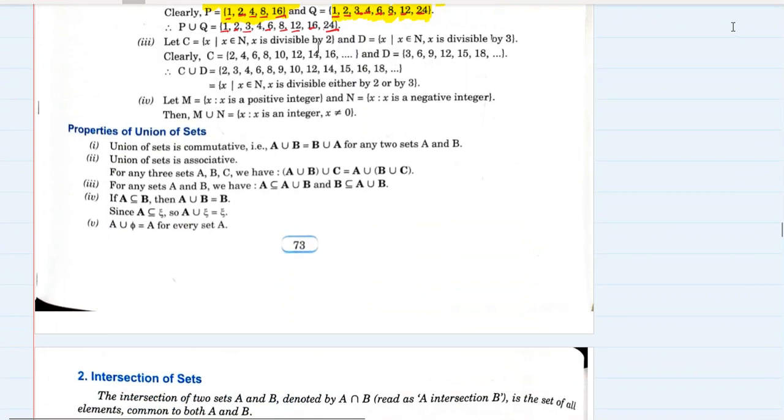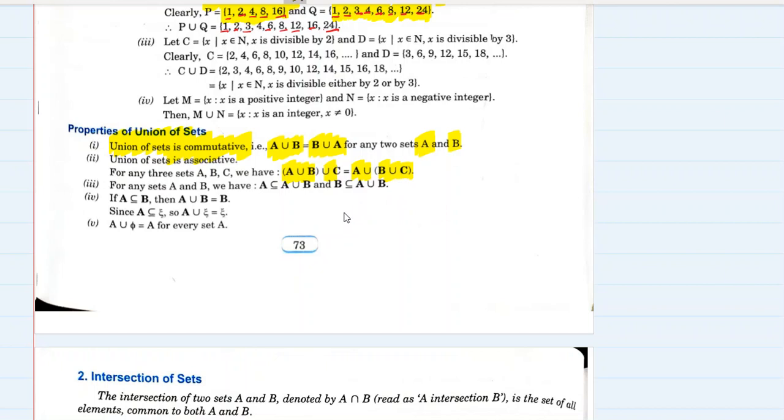There are certain properties of union of sets. Union of sets is commutative, meaning you can take the union of two sets in any order. You can do A union B or B union A. For any sets A and B, it's the same thing. Union of sets is associative. For any three sets A, B and C, we have (A union B) union C is equal to A union (B union C). In any order you do this union of three sets, it will give the same answer.